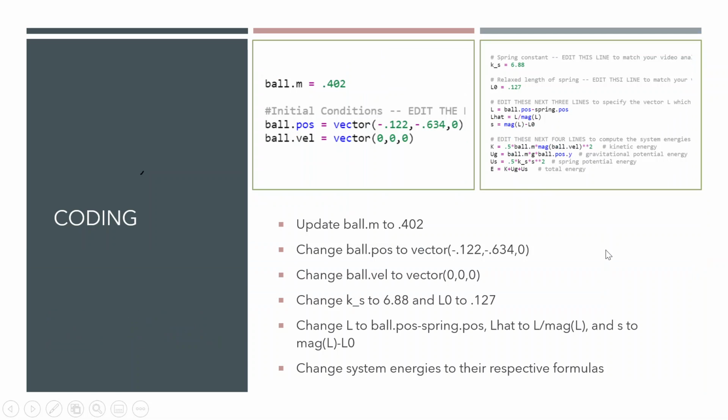All right, here's my coding. Basically, I'm just changing the initial conditions: the ball's mass, the position and the velocity to be the initial position and velocity vectors in the previous slide. The spring constant and my L0 that I calculated was 0.127. And then I changed the L to be ball position minus spring position. L hat was changed to L over magnitude of L, and s was changed to magnitude of L minus L0. And then I just changed each system energy formula to their respective formula.